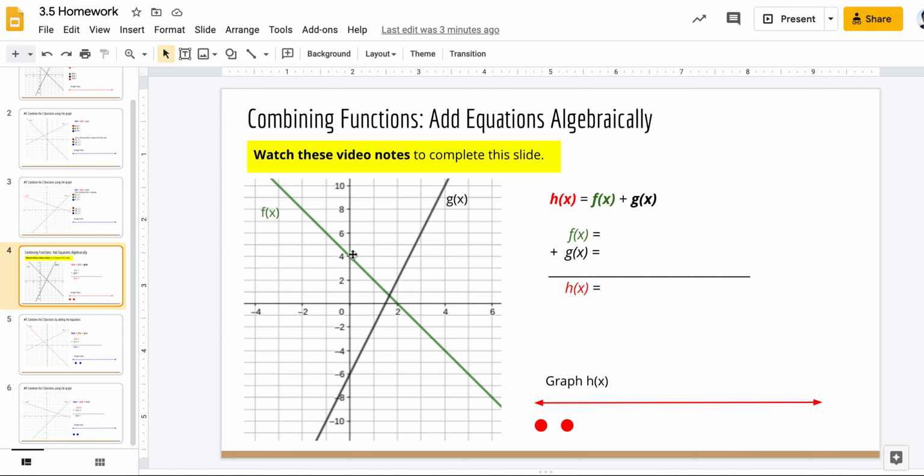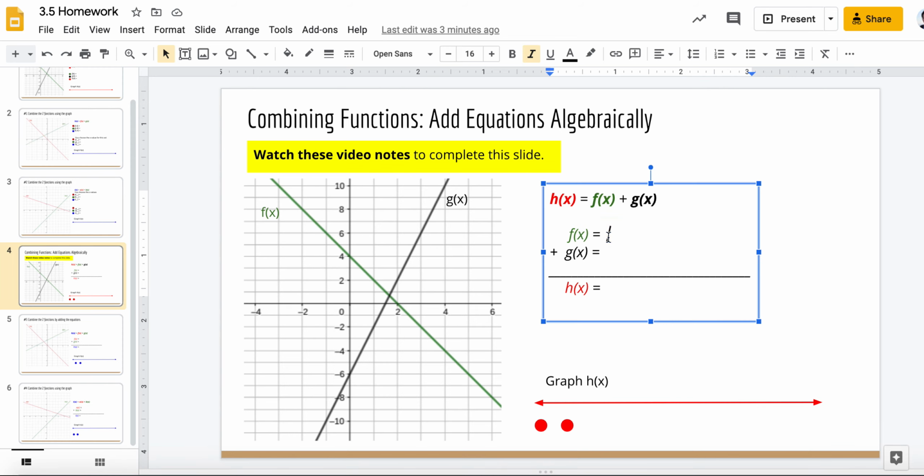Let's do f of x first. It's a straight line, so we know it's a linear equation. And if we have a linear equation, we can use slope-intercept form. Slope-intercept form is mx plus b, where m is the slope. So let's look at this line.